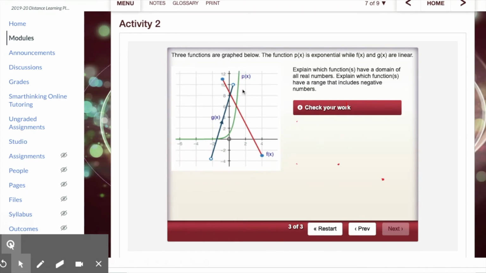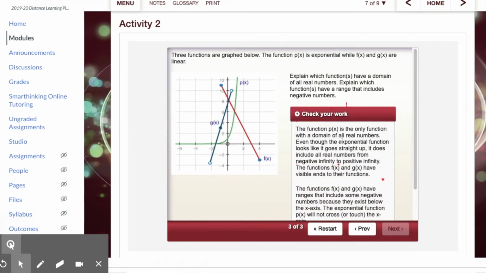It's going to have to be the green one, P of x. Even though there's no arrows, I do know based on the problem that it is exponential, and an exponential function is always all real numbers for the domain.